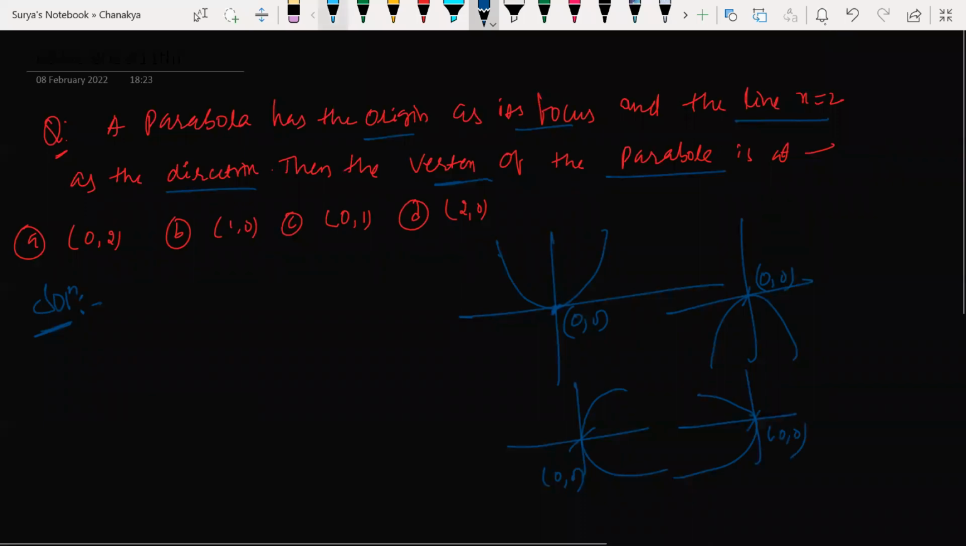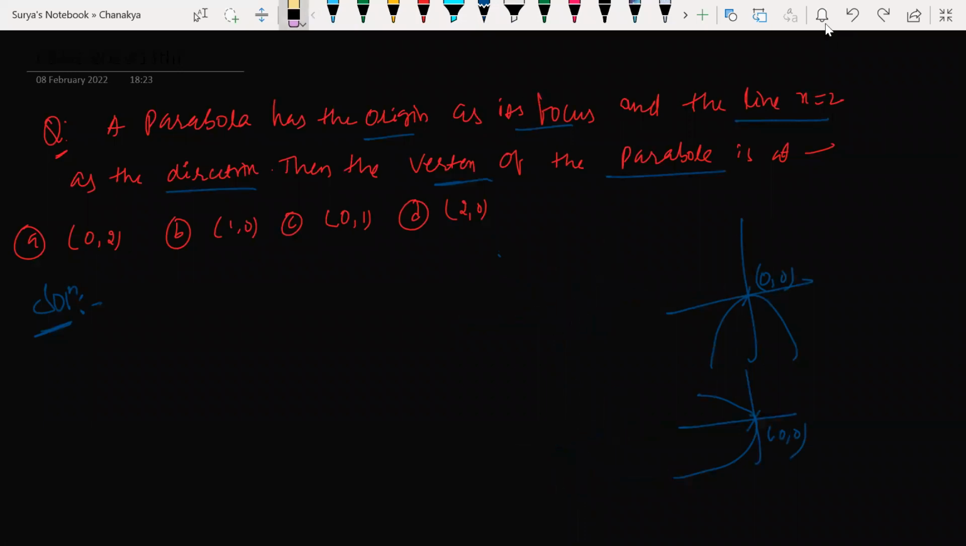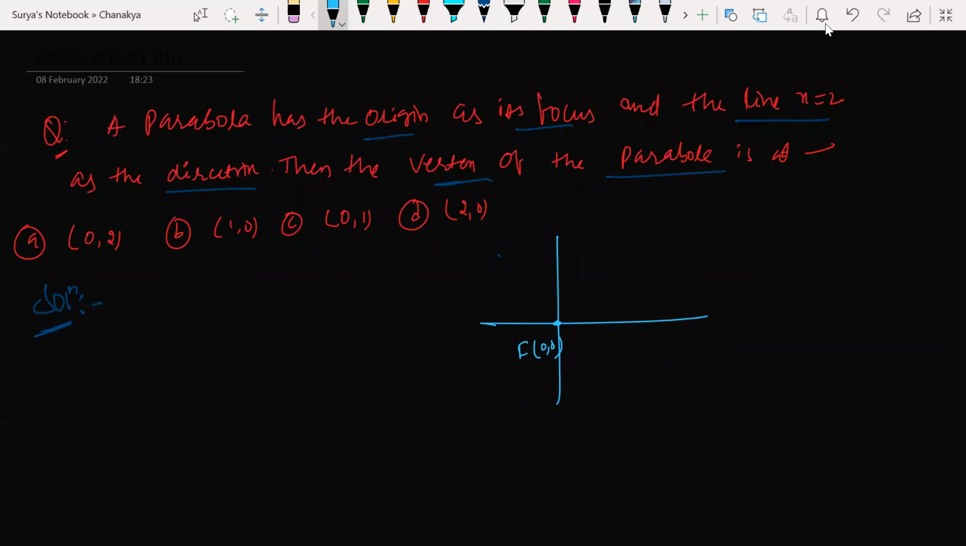Now he's saying that the parabola's focus is at the origin. Which parabola is he talking about? He's saying the focus is at the origin. Look, this is my origin, and this is my focus. And the line x is equal to 2. From this, can I decide which type of parabola this is? The directrix is x is equal to 2.